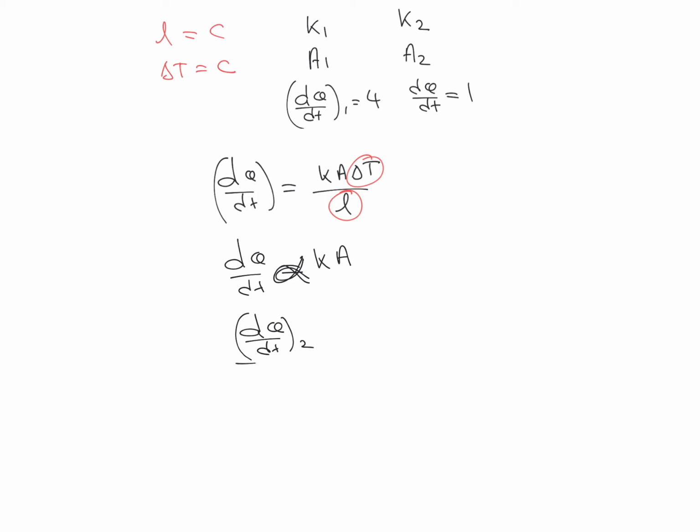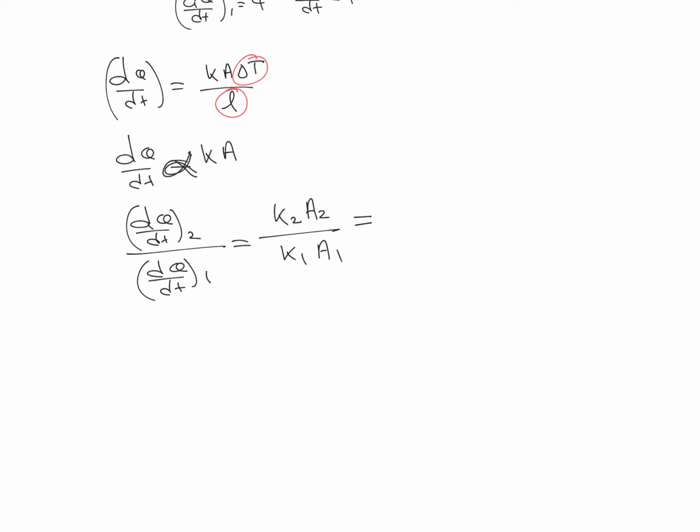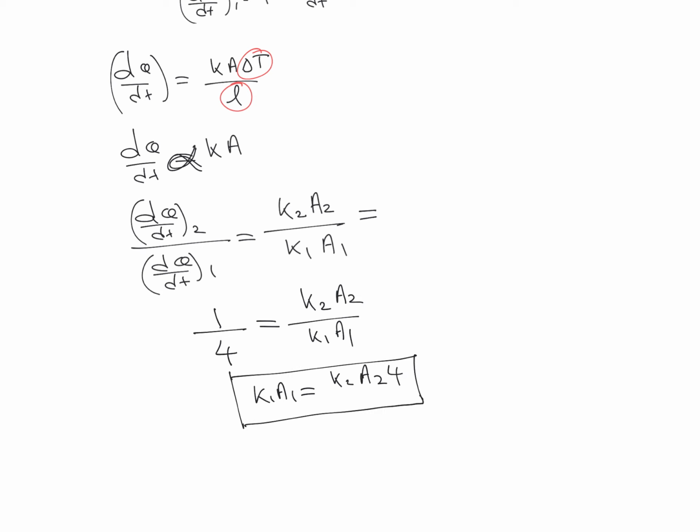dQ by dt in the second situation divided by dQ by dt in the first situation will be equal to conductivity in the second situation and area in the second situation divided by conductivity in the first situation and area in the first situation. So dQ by dt in the second situation is 1 and in the first situation is 4, so we can write 1 by 4 is equal to K2A2 divided by K1A1. So K1A1 is nothing but 4 times K2A2. That will be the relation between area and conductivity.